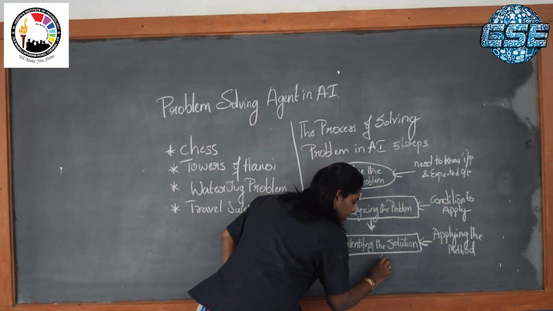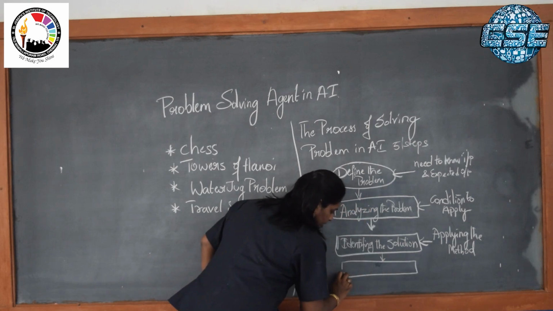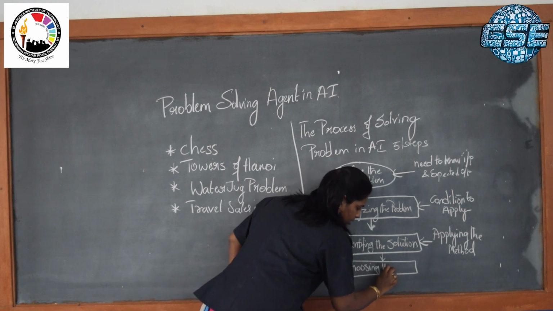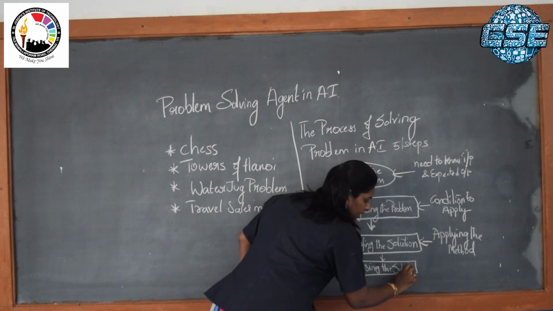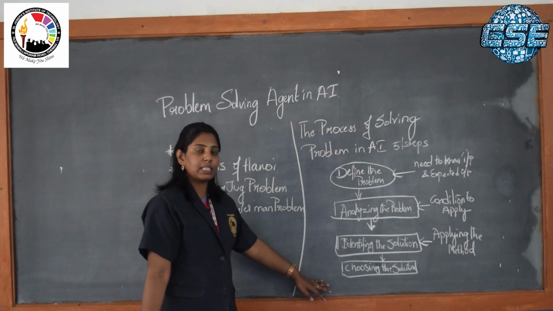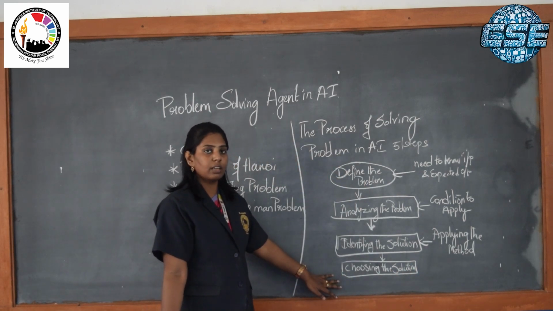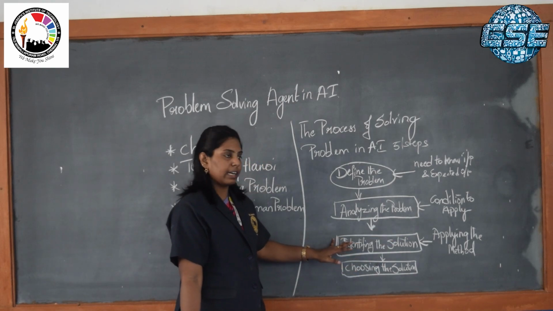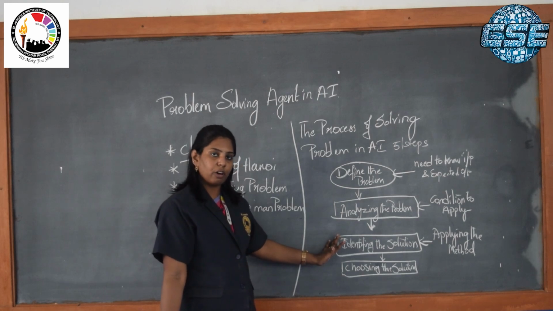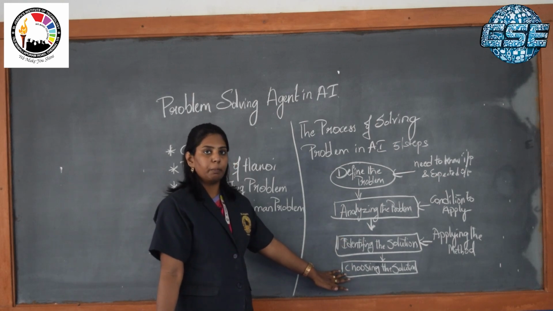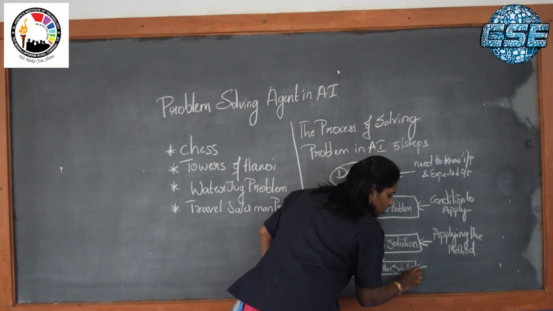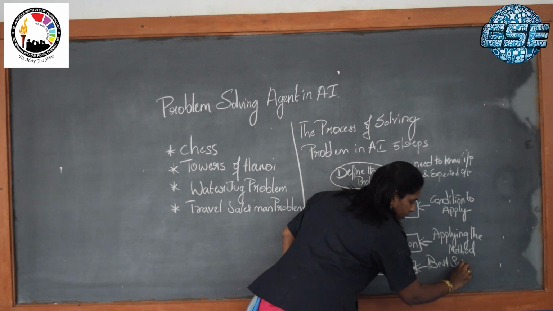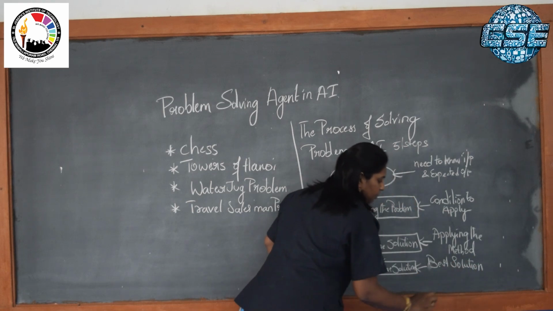And next is choosing the solution. Choosing a solution is nothing but taking the best result out of it. In identifying the solution itself we will get n number of solutions. From that we will choose which is the best solution. So here it is choosing the best solution.